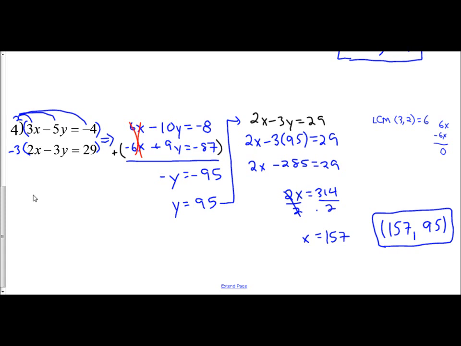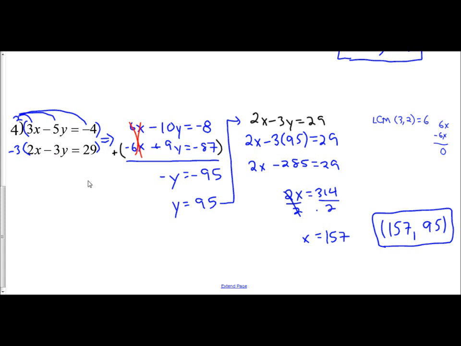So one way you can know that your answer is correct is you can plug your answers into the original system of equations and make sure it yields a true statement. When you plug x and y in, you will get negative 4. You plug into 2x minus 3y equals 29, you actually get 29 when you plug x and y in. But doing that involves making sure you multiply right and do the order of operations right.